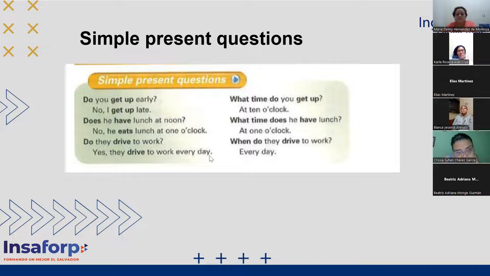Do you have questions about this? ¿Tienen alguna pregunta? ¿Qué significa noon? A mediodía. Mediodía. Uh-huh. What is the difference between these? Las que inician solo con do and does y las otras que inician con otra palabra. What is the difference? ¿Cuál es la diferencia?